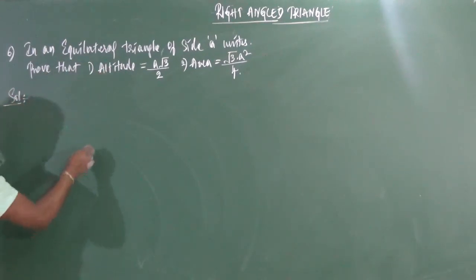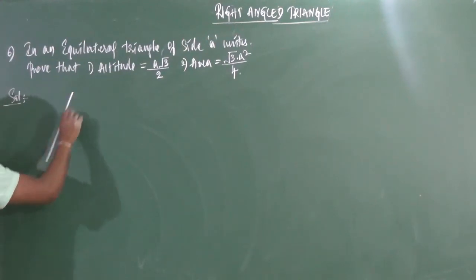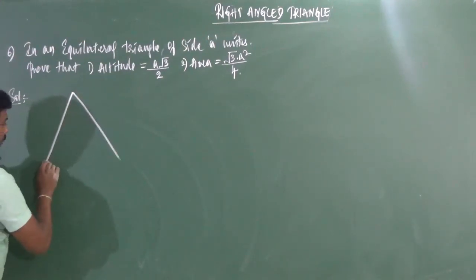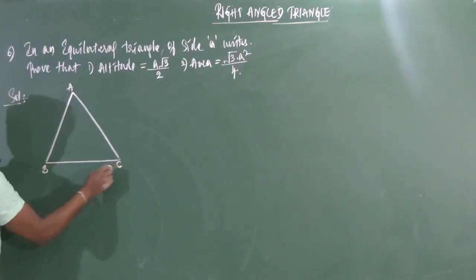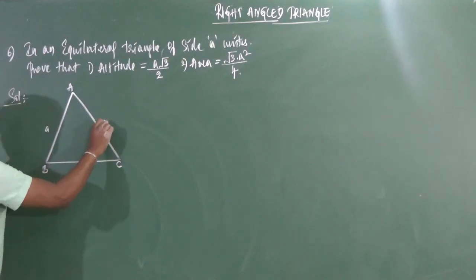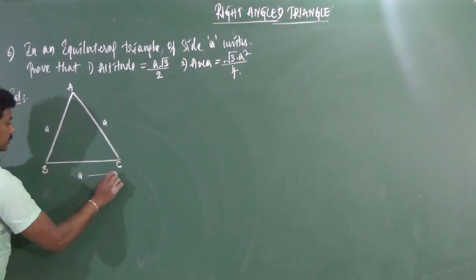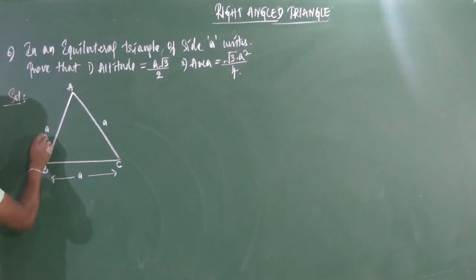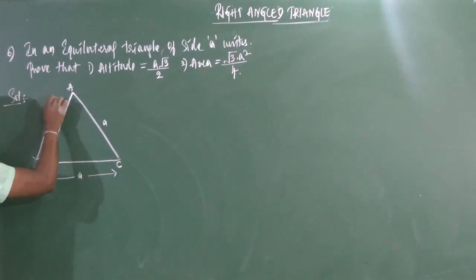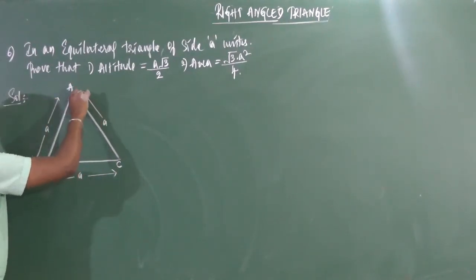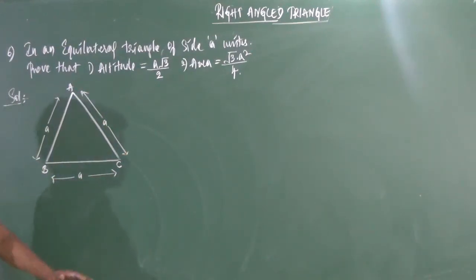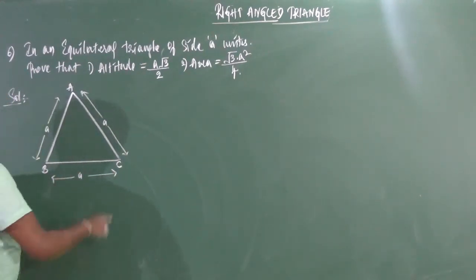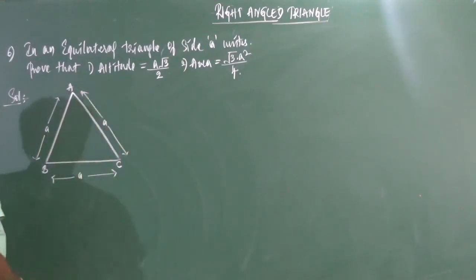In an equilateral triangle of side a units, so this is an equilateral triangle of side a units. Let us take it as triangle ABC. Each and every side is a units. A represents some number. A is an alphanumeric symbol because it represents some number. So the side is a units, and prove that the altitude is a root 3 by 2.